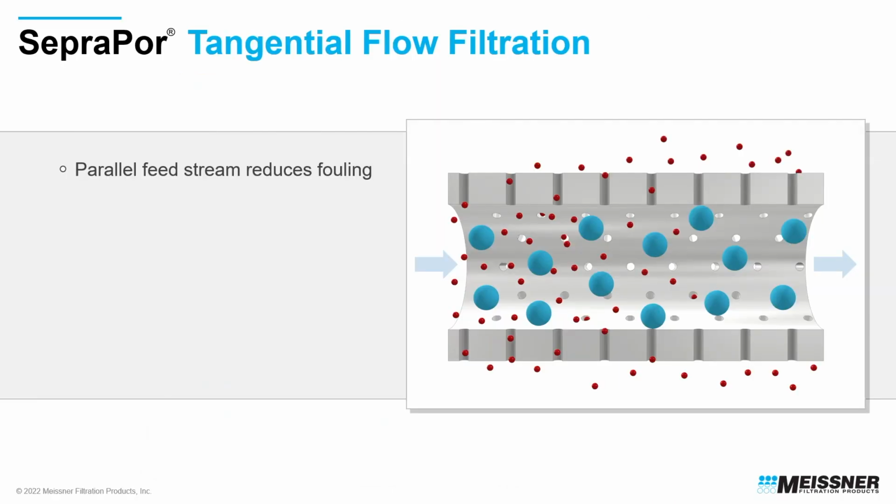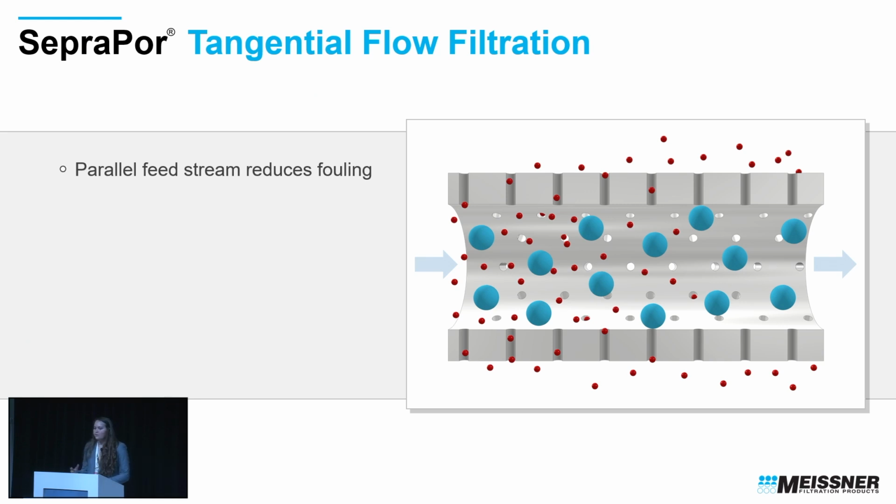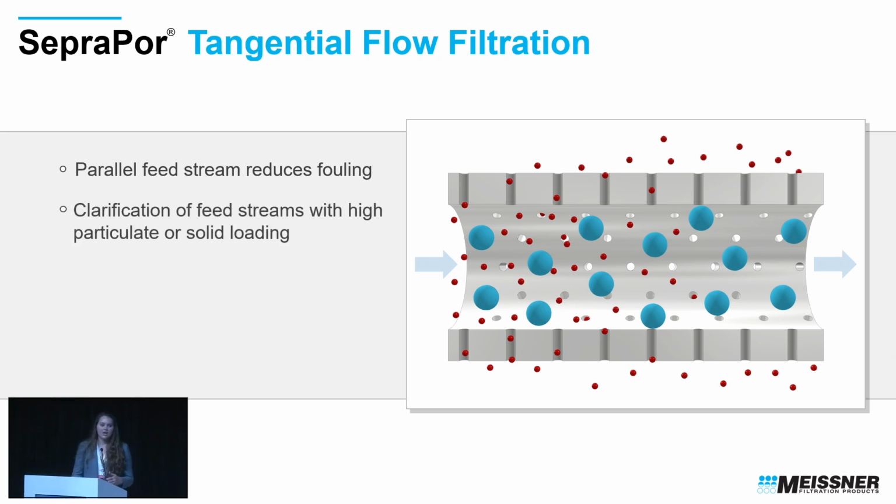Hollow fiber filters enable tangential flow filtration, where the feed stream flows parallel along the membrane rather than perpendicularly into the membrane. This parallel feed stream sweeps through the fiber, reducing membrane fouling and increasing filtration performance. Although flat sheet membrane cassettes can also be used for tangential flow filtration, hollow fibers are typically preferred for feed streams with high particulate and solid loading, such as cell suspension, cell debris, or highly viscous liquids.